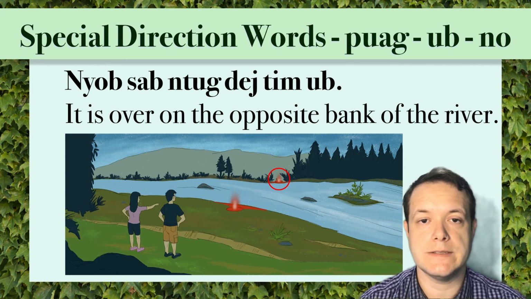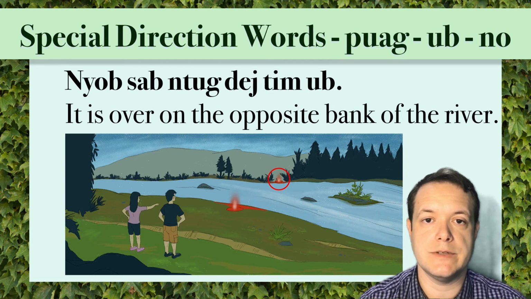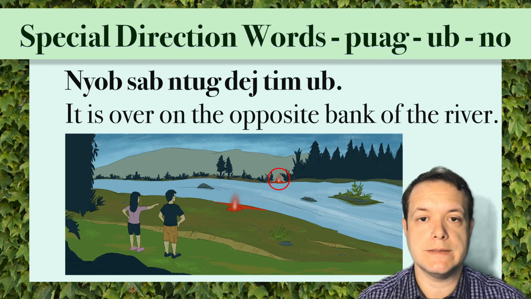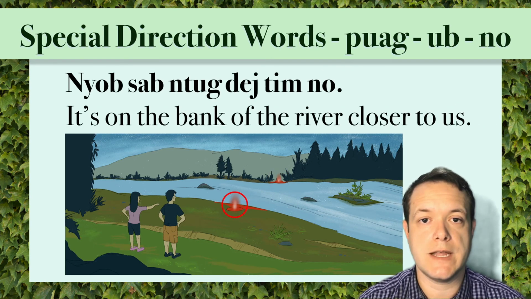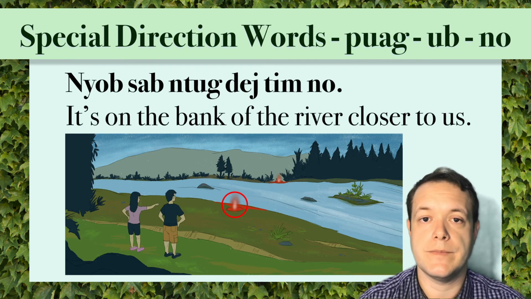Now the river is essentially opposite us. It's in front of us. Therefore, we use the to illustrate that it's opposite us or in front of us. There's a barrier in between us. We use the word o to indicate that while the bank of the river has two sides, o would be the one farther from us. Compare that to no. The word no is used to indicate the bank of the river that's closest to us.